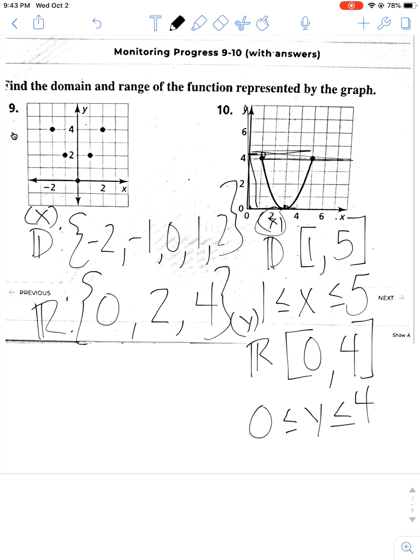Other than that, if you're still struggling with the domain and range, that is okay. We will practice it and practice it. You will be good by test day.